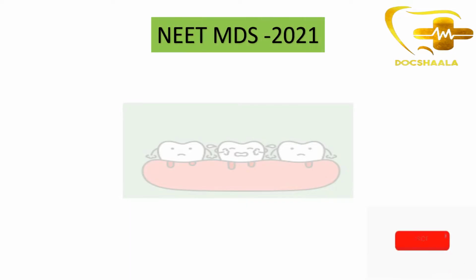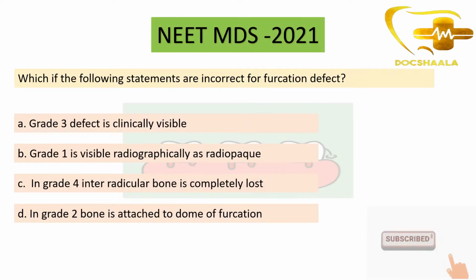So the question they have asked in the previous exam was, which of the following statements are incorrect for furcation defects? So we have to find the incorrect statements from the 4 statements given below. The statements are: grade 3 defect is clinically visible. Grade 1 is visible radiographically as radio opaque. In grade 4, interradicular bone is completely lost. In grade 2, bone is attached to the dome of furcation. So let us just see about each grade of furcation involvement to arrive at an answer for this question.